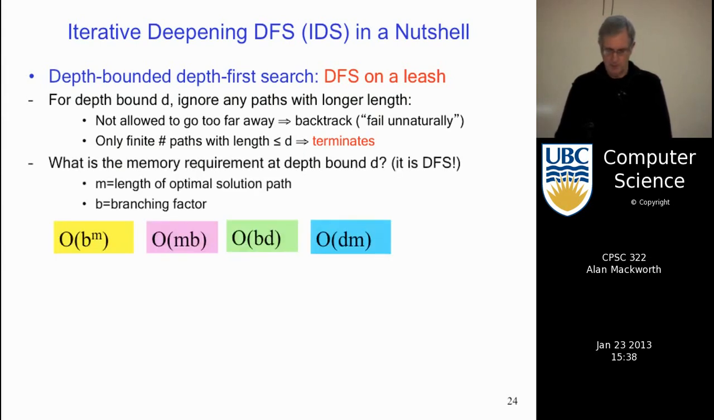So what's the memory requirement at depth bound D? If m is the length of the optimal solution path, b is the branching factor. This should be off the top of your head.